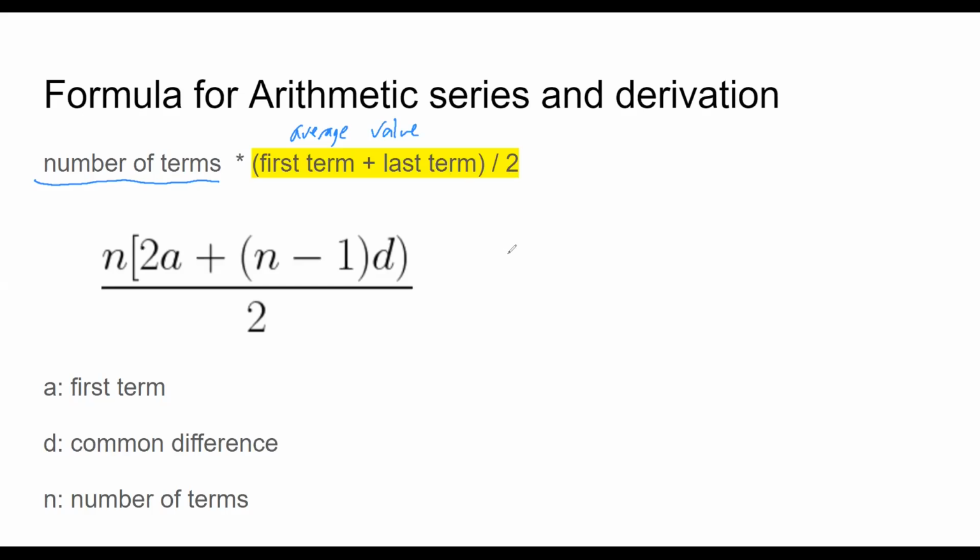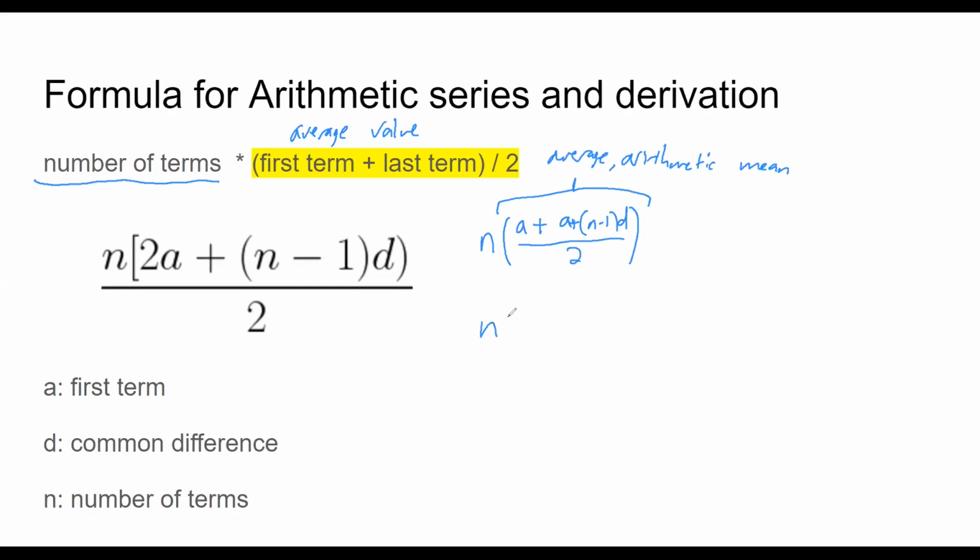So let's express this algebraically. The number of terms is going to be n. And then you multiply by the first term, a, plus the last term, which remember we had a formula earlier to find the nth term. So it's going to be a plus n minus 1 times d. So that's the first term plus the last term. And then we divide this by 2. So this whole thing over here is the average, or the arithmetic mean.